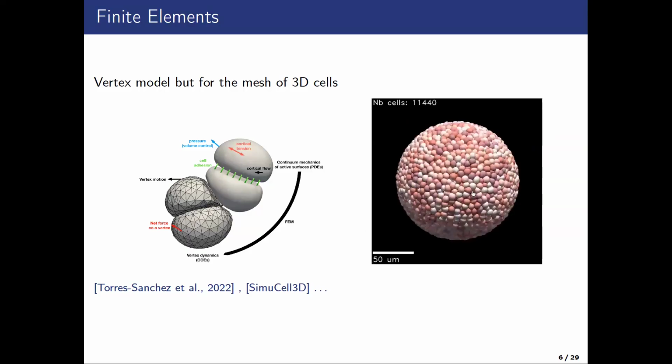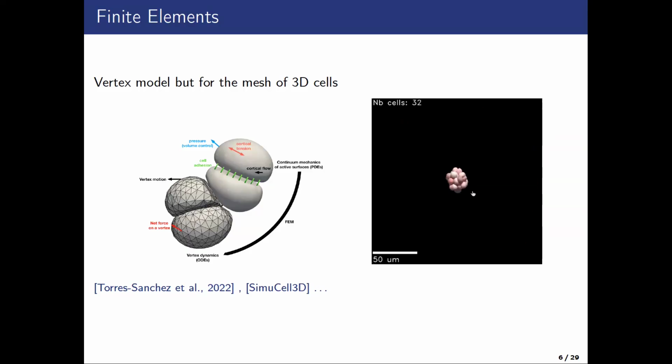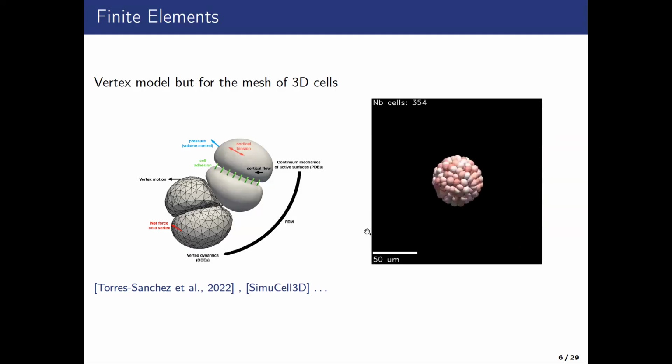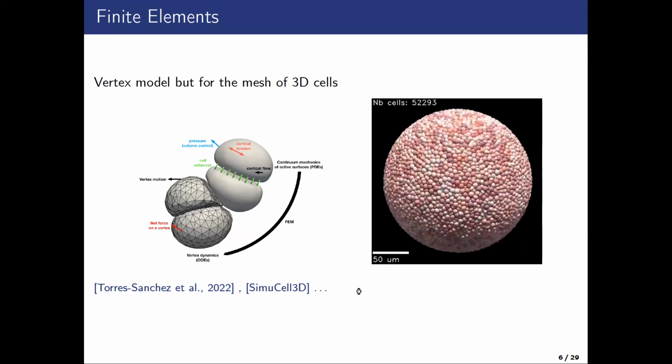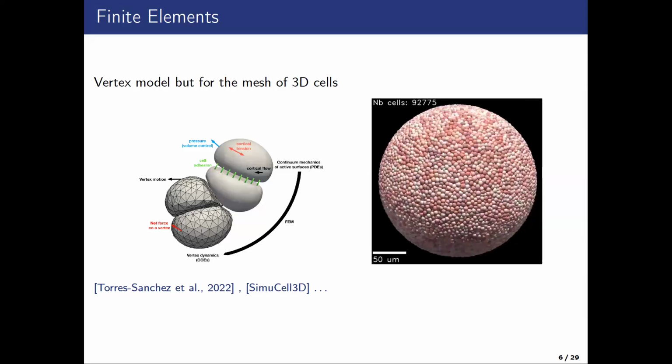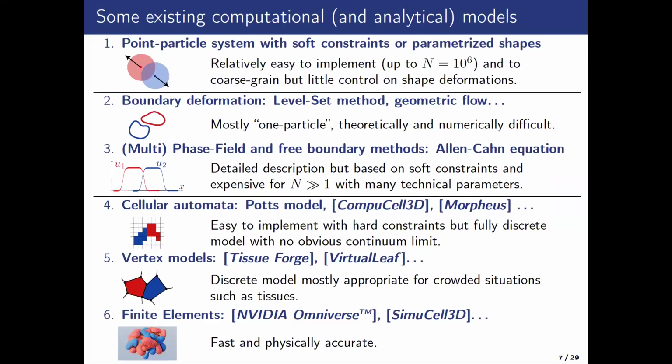So it's a simulation of just a cell dividing and growing. So that makes this huge ball with thousands of cells. And I think nowadays there are very fast implementations for that kind of method. So that's a bit of a summary of the existing methods. So the simplest one are the point particle systems. Then you have cellular automata, vertex model, finite element. I haven't talked about different methods that are more phase fields.